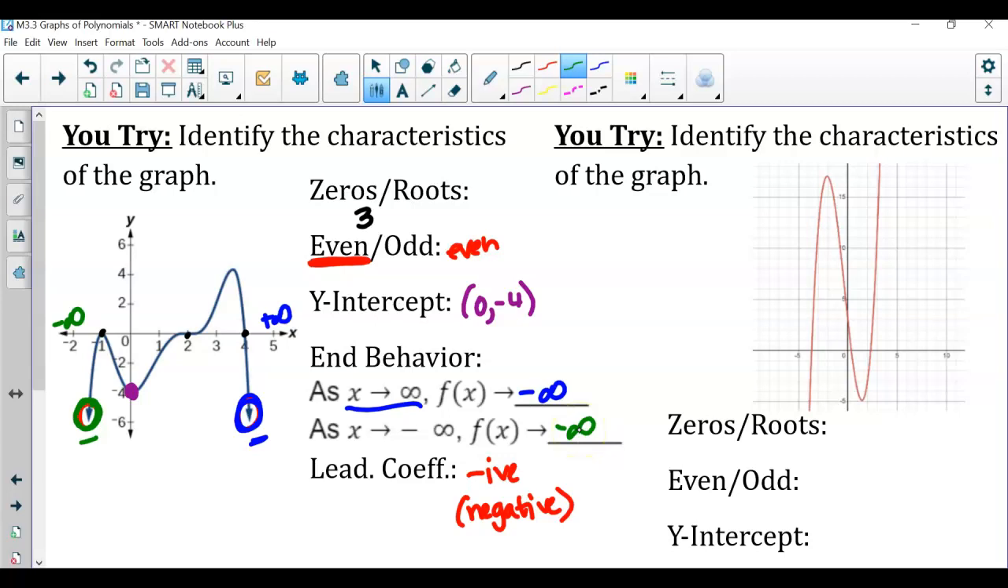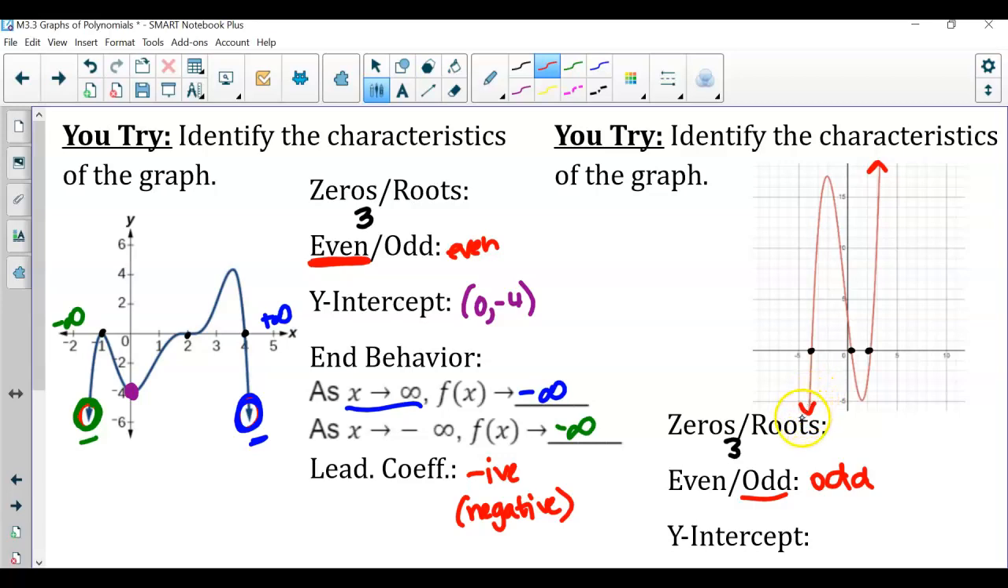So then here the second one. How many zeros, how many roots? 1, 2, 3. So we have 3 zeros, 3 roots. Is this even or odd? One end is going down towards negative infinity, but one end is going up towards positive infinity. So this is odd.